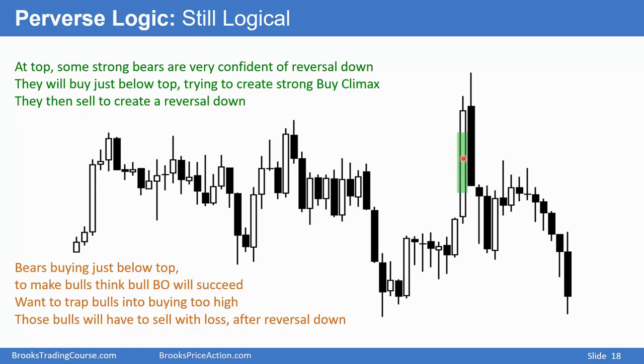Bears buying just below the top to make bulls believe the breakout will succeed. They want to trap bulls into buying too high, and then the bulls will have to sell with a loss on the reversal down. I don't know how important this is. I do think it was much more important 20 or 30 years ago, but I do think it's a component of what takes place at reversals.